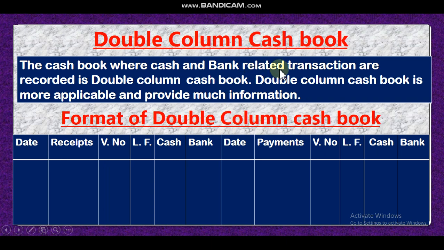Dear student, now double column cash book. The cash book where cash and bank related transactions are recorded. Earlier it was only cash related transactions. Now cash and bank related. That means two types of transaction will be recorded here.